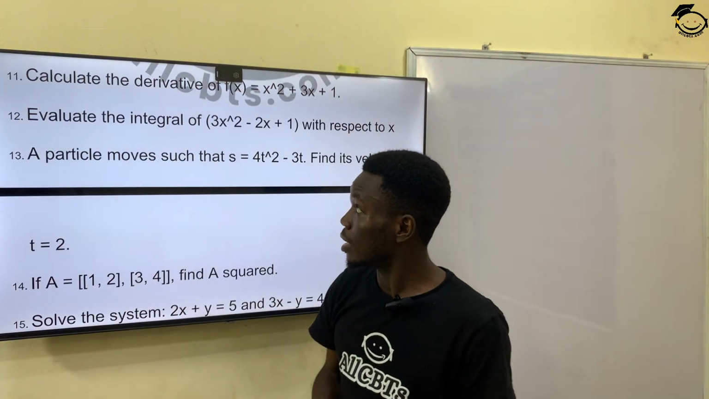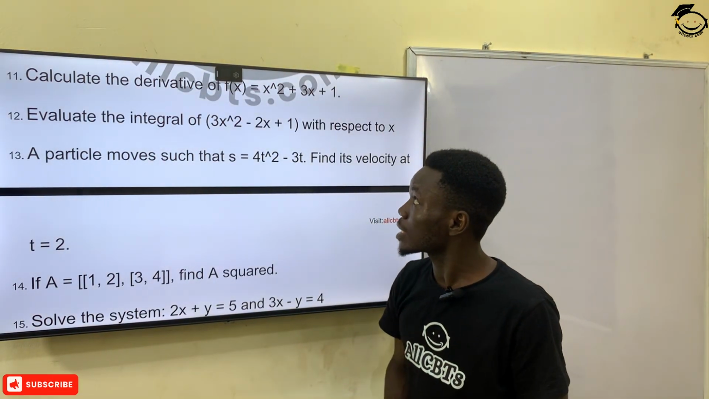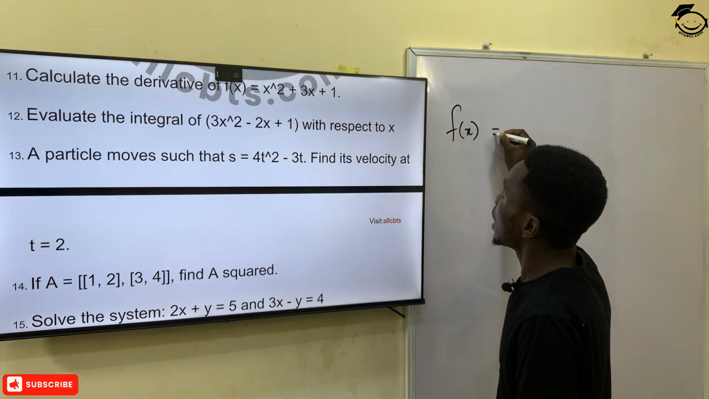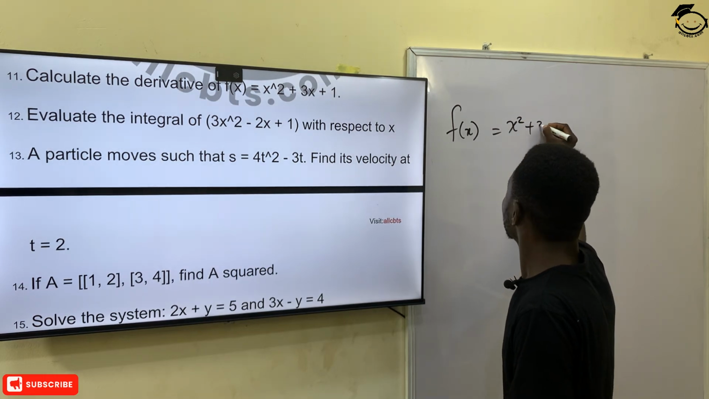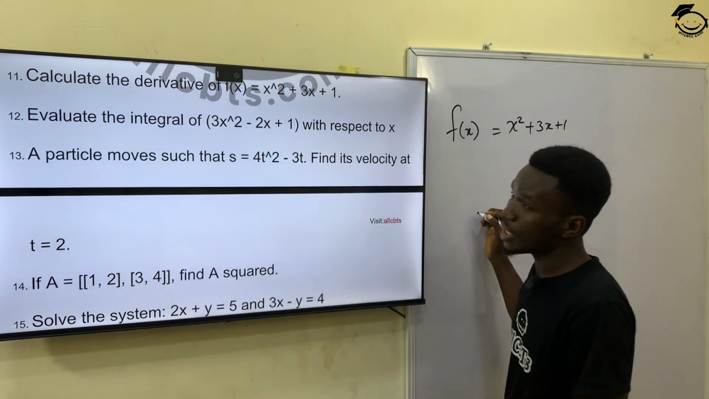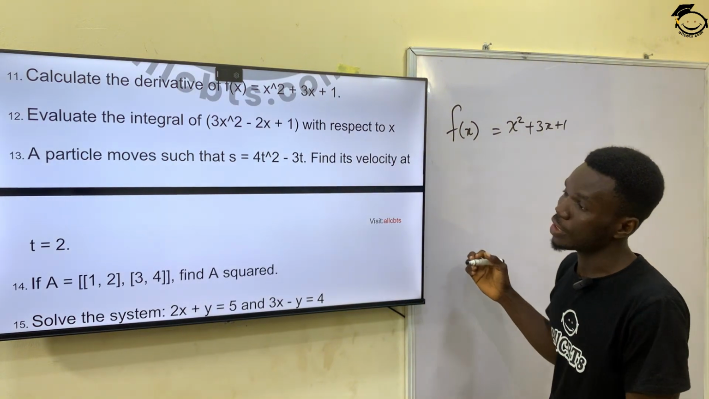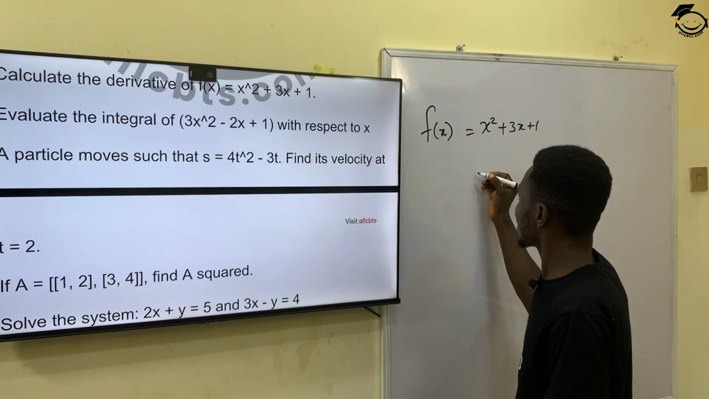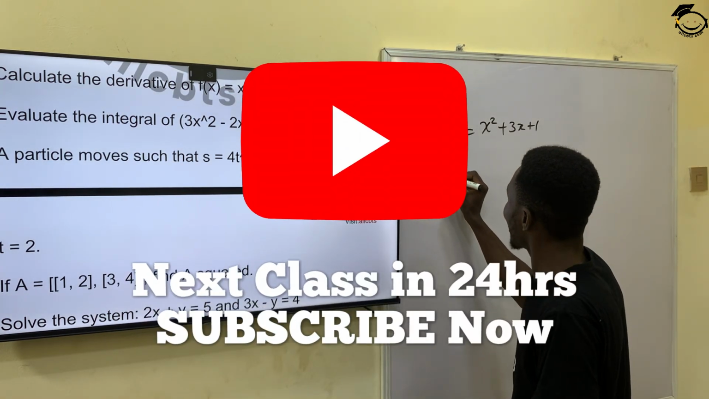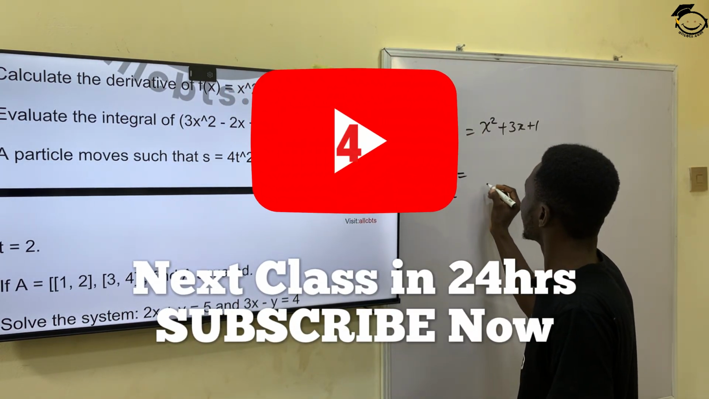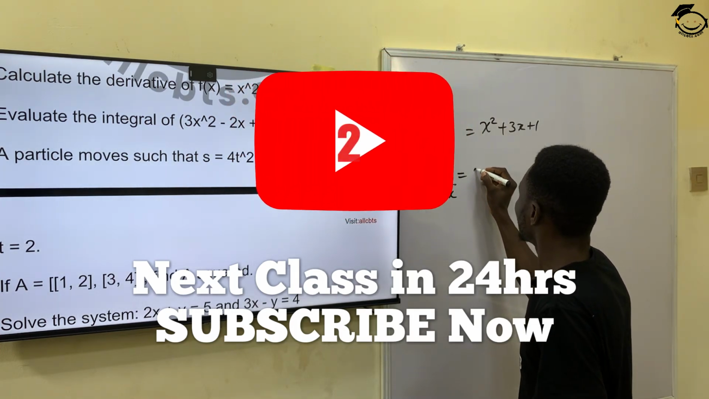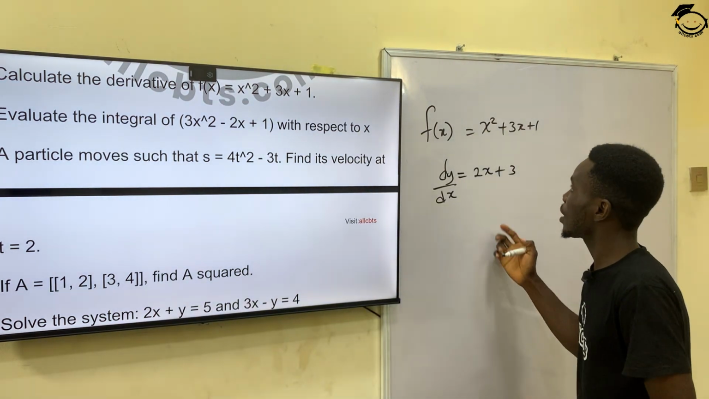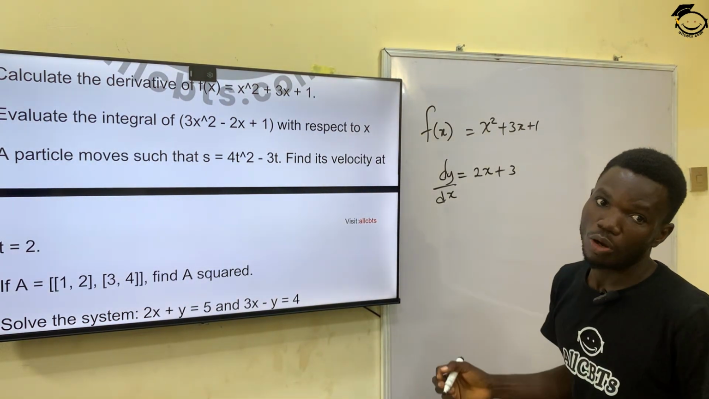So that is also question number 11, which says find the derivative of f of x, given that f of x is equal to x squared plus 3x plus 1. So what they simply ask you to do here, when they say find the derivative, is for you to differentiate this. So if I differentiate my f of x, this means that dy dx is going to give me 2x plus 3. So what they simply ask you to do here is to differentiate, and when you differentiate, it's going to give you 2x plus 3.